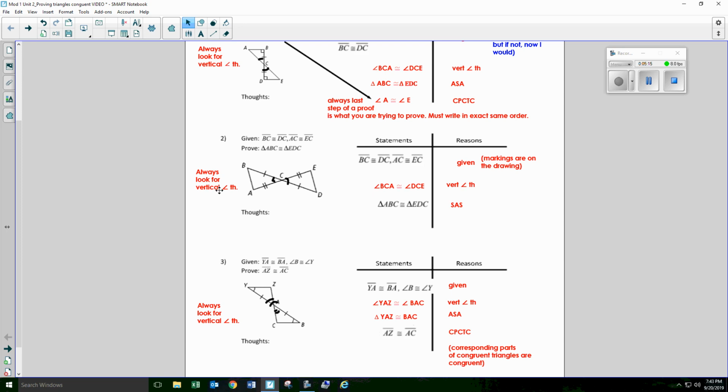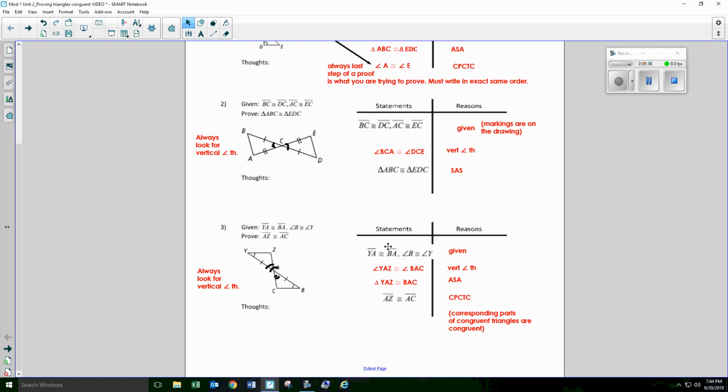You're always looking for the vertical angle theorem when you have two triangles that are touching like this in the middle. So now I notice I see SAS and SAS. So the two triangles, which is all I'm trying to prove now, are congruent. Remember, I copied it down exactly like that. So I just copy and paste it, put it right there by SAS, and I'm done. Three steps.